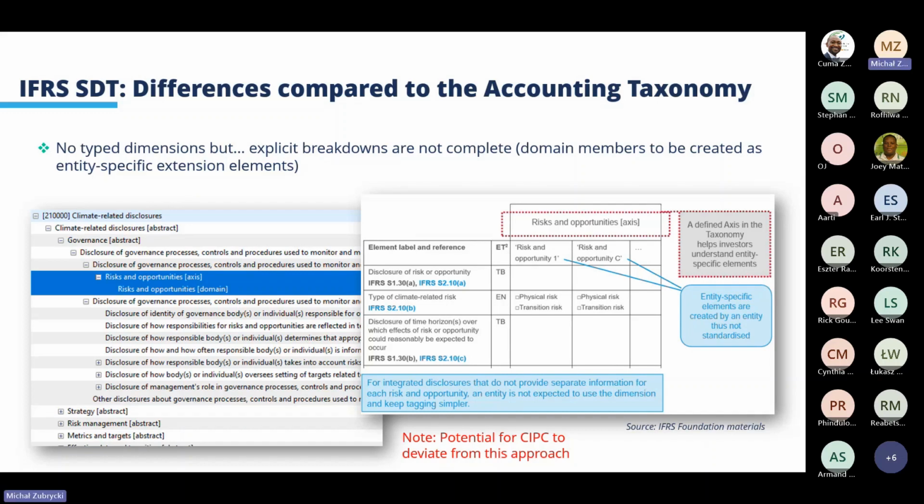Okay, so I see one comment. Yes, the scope of filers might be broader if the non-financial information required to be disclosed under the ISSB standard becomes applicable to a larger community. Okay, so this is your response, sorry.